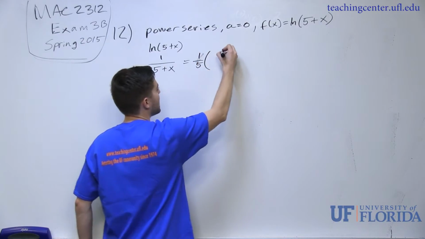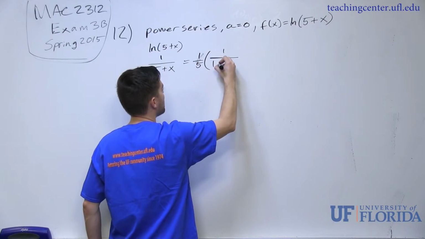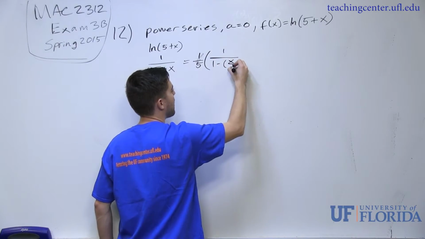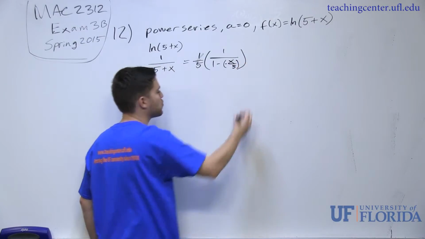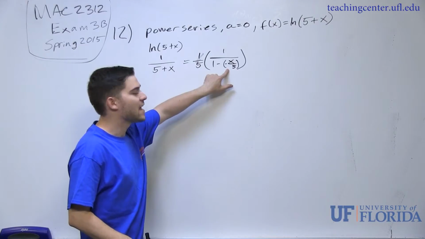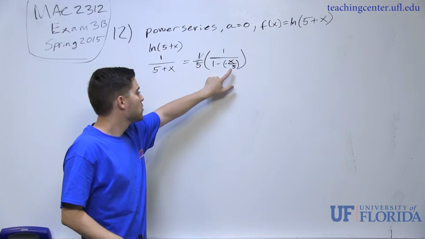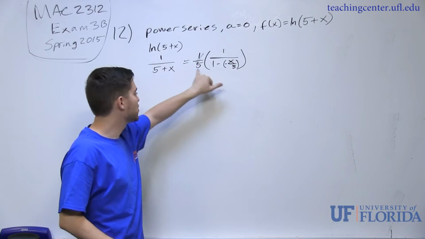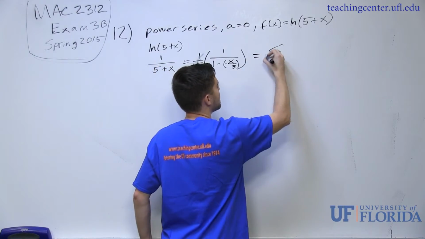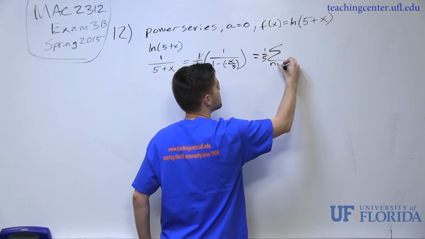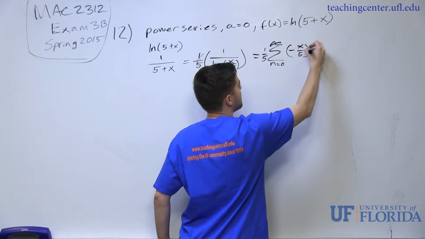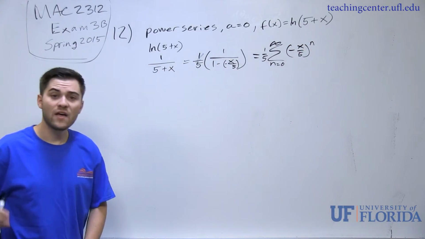from the equation, and I end up with 1 over 1, turn this plus into a minus, so this is negative x over 5, and there's another negative inside there as well. So now I have 1/5, 1 over 1 minus negative x over 5. So I can find a power series of this function and just multiply it by 1/5. So I'm going to go ahead and do that. I'm going to say that my series is 1 over 5, n equals 0 to infinity of negative x over 5 to the n.